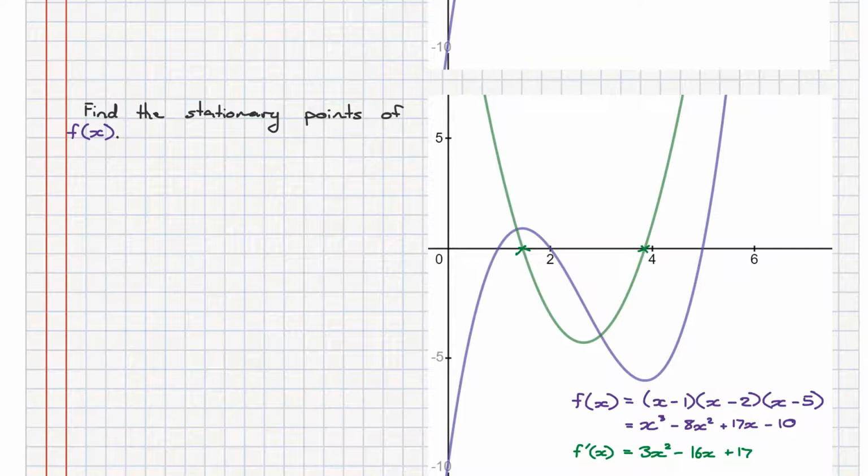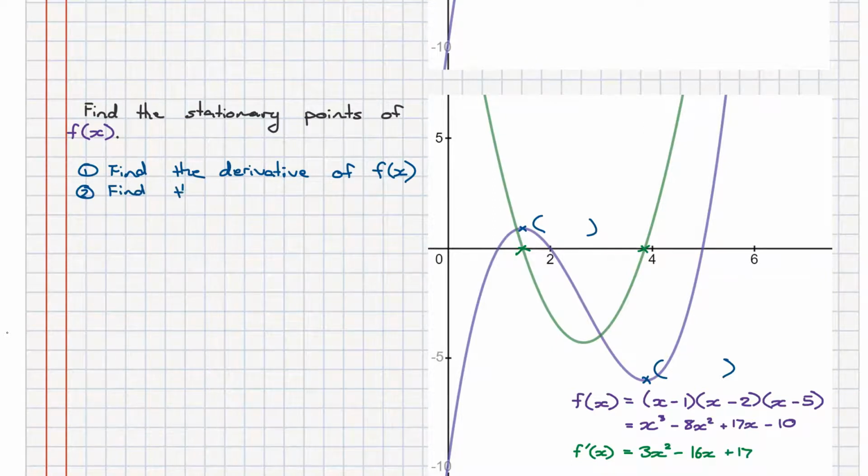So to find the locations of the stationary points, so say here, and say down here, we need to find the derivative of f of x, then find the roots of f dash of x, and then finally, when we find the roots of f dash of x, substitute the roots into f of x.